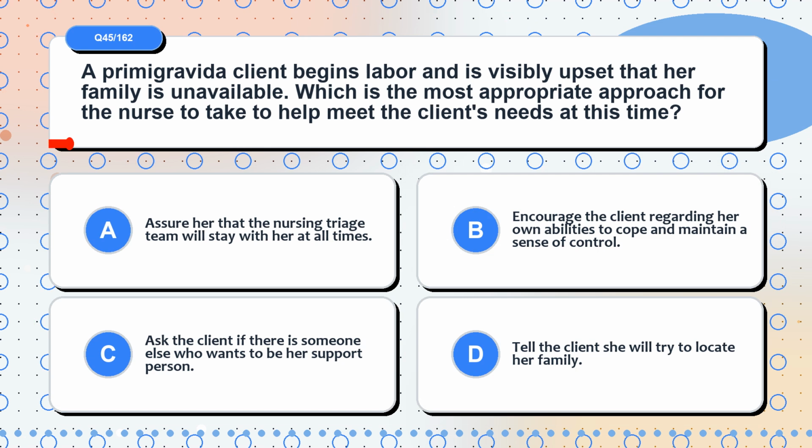Question 45. A primigravida client begins labor and is visibly upset that her family is unavailable. Which is the most appropriate approach for the nurse to take to help meet the client's needs at this time? Here are the options. Option A: assure her that the nursing triage team will stay with her at all times. Option B: encourage the client regarding her own abilities to cope and maintain a sense of control. Option C: ask the client if there is someone else who wants to be her support person. Option D: tell the client she will try to locate her family.